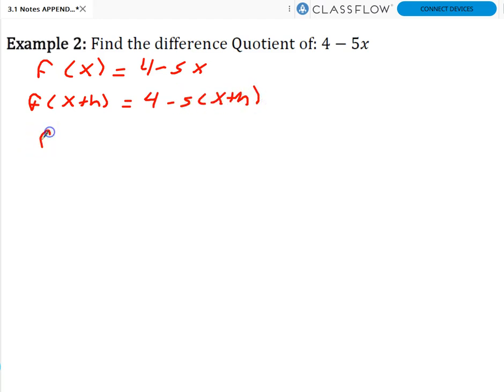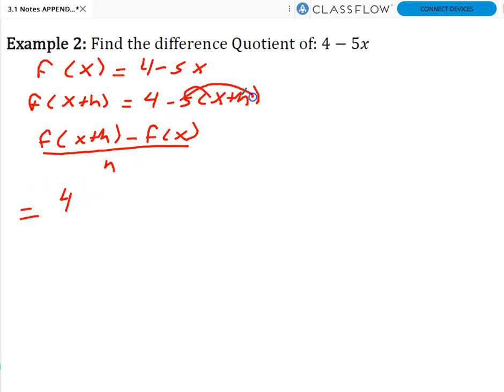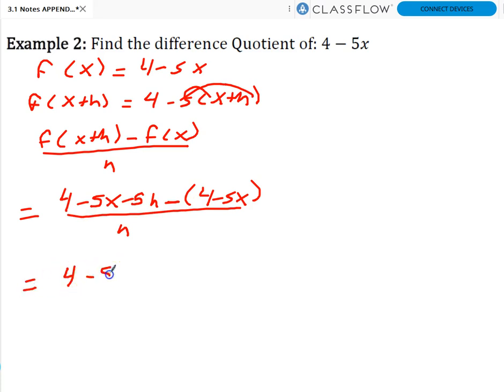All right, now we can set up our difference quotient, f of x plus h minus f of x all over h. We plug in our f of x plus h, so I get 4, and I'm going to go ahead and distribute this negative 5 in, so minus 5x minus 5h, and then minus (4 minus 5x), all over h. So that's 4 minus 5x minus 5h, and then minus 4 plus 5x, all over h.